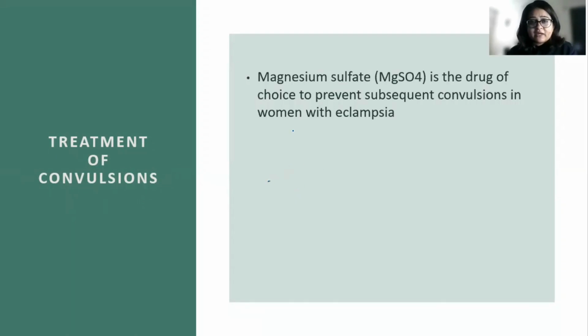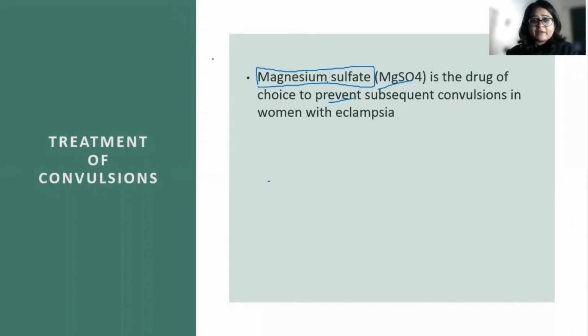Now, treatment coming next, remember the charts, and after the first 5 minutes are done, you've managed all this. Next comes magnesium sulfate. So magnesium sulfate is the drug of choice to prevent subsequent convulsions in women with eclampsia. Also, it is used in prophylaxis of eclampsia in women who have severe preeclampsia. So magnesium sulfate, you should know in detail.